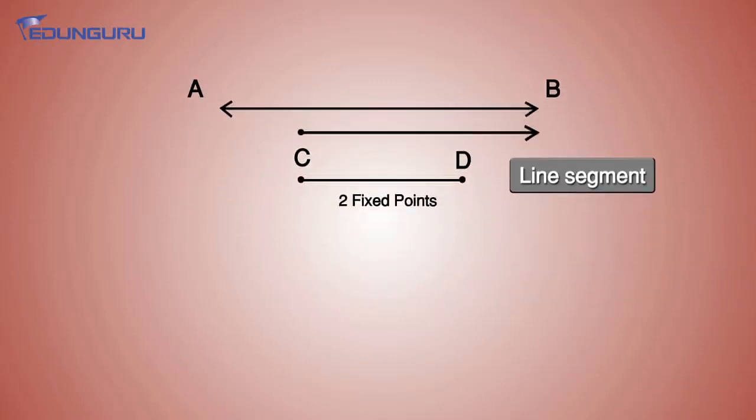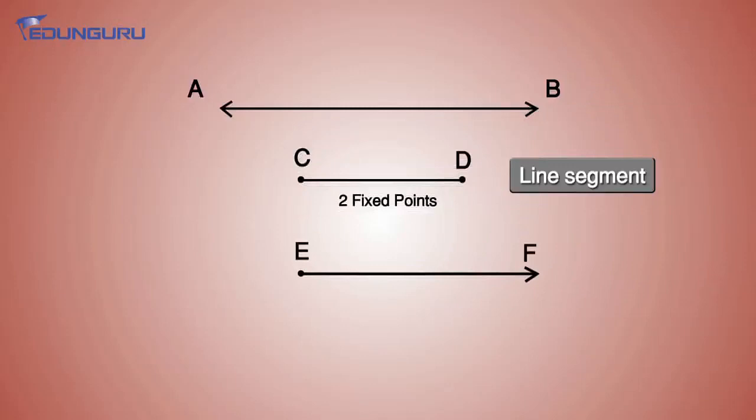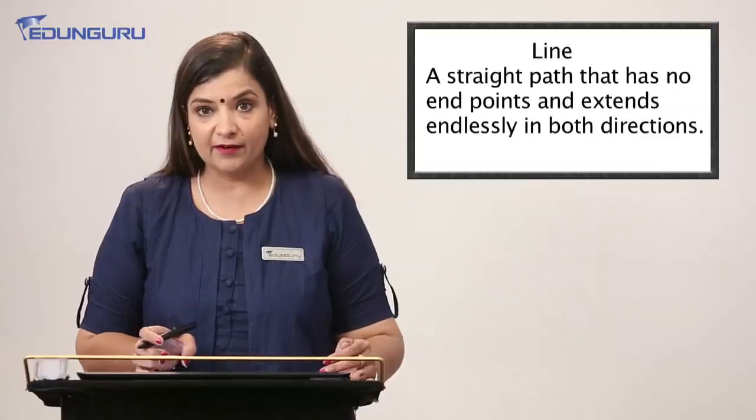And if I take like this, EF I have taken, just see on the screen, this is called a ray. It has one fixed point, that is E, and it can extend endlessly in the other direction. This I have marked as F. Now you have understood the difference between a line segment and a ray.